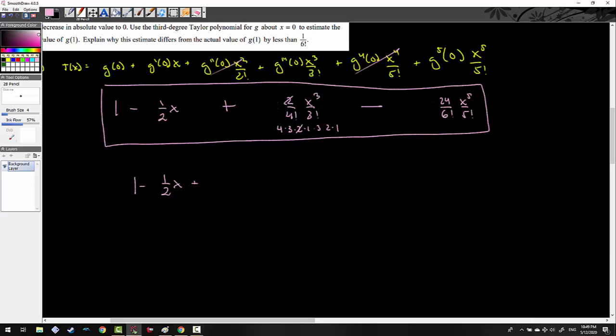And that would be 72. So plus x cubed over 72 minus, okay, I've got some craziness down here, so let me see if I can figure this thing out. So this is going to be, okay, you know what I'm going to do? I'm going to do something easy.